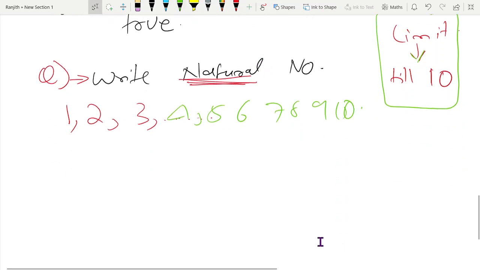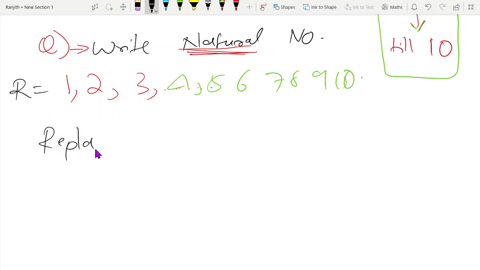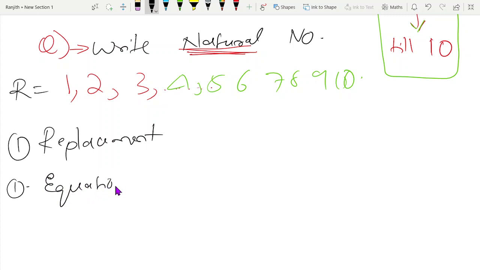For now, just remember the basic rules of linear inequation. They'll give you a question, or replacement set. A replacement set will be given, one equation will be given, and a limit will be given. What are the limits? I've already told you, a limit is setting a range. These three things will be given. You have to find the answer.